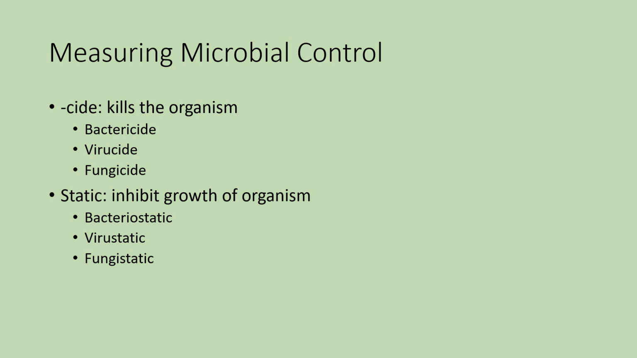Another thing to keep in mind, once again with our vocabulary: if it ends with cide, C-I-D-E, it means it kills the organism. So a bactericide kills bacteria. Viricide kills viruses. Fungicide kills fungi. If it says static, it just means it's inhibiting the growth. It's not killing it, just inhibiting the growth. So you have bacteriostatic, virustatic, fungistatic. If it is, let's say, bacteriostatic, it's inhibiting the growth. If you change the environmental conditions, then that bacteria, you didn't kill it, so it could potentially start growing again. So just keep that in mind.